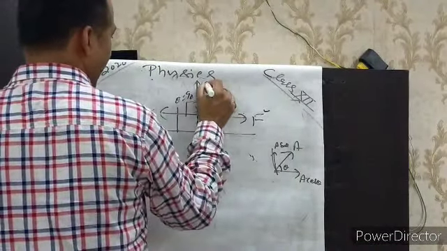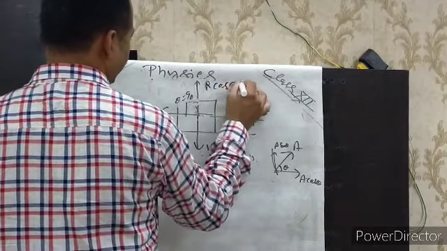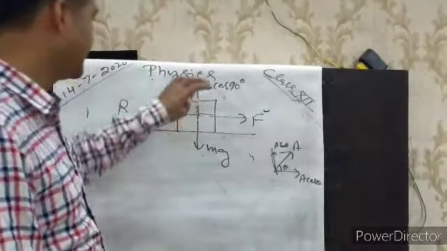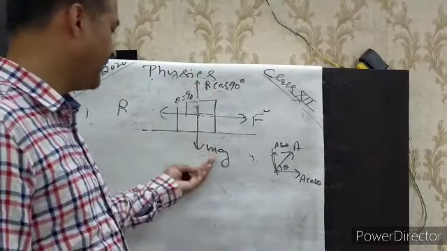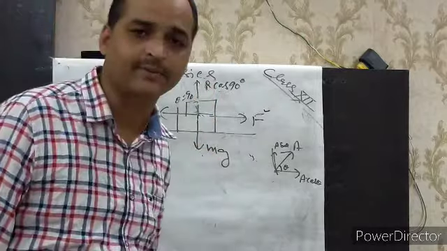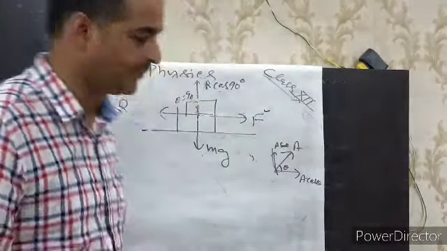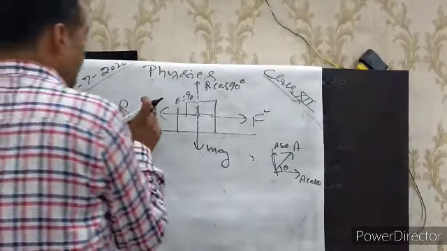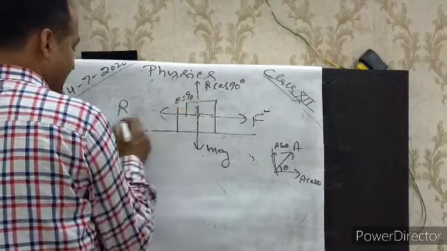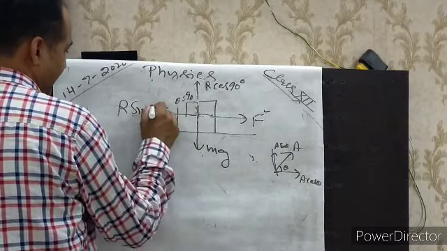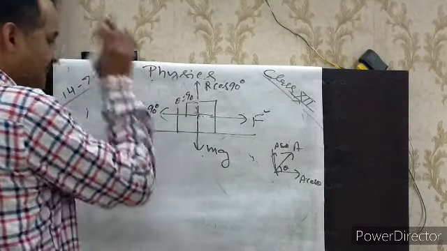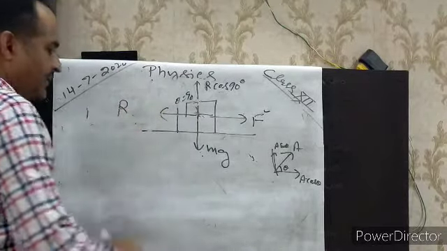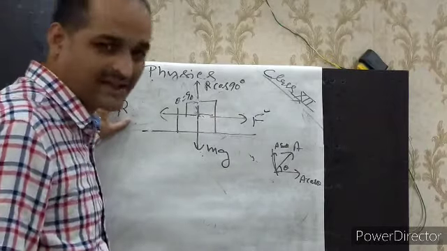This component is R cos theta, cos 90. Cos 90 is 0. Now R cos 90 is 0. This becomes 0. The weight becomes 0 because the normal reaction is the weight of the body, and the normal reaction becomes 0. Now this is the position when theta is 90. Then R sin 90. Sin 90 is 1, and the maximum value of sin theta is 1. Therefore, R into 1 is equal to R. This is the maximum force.